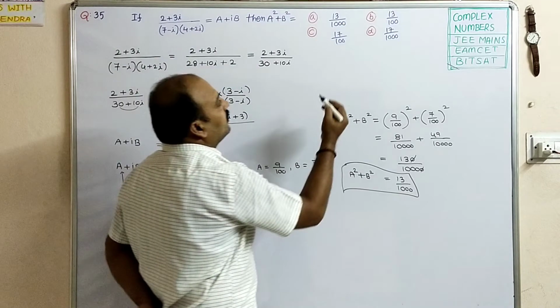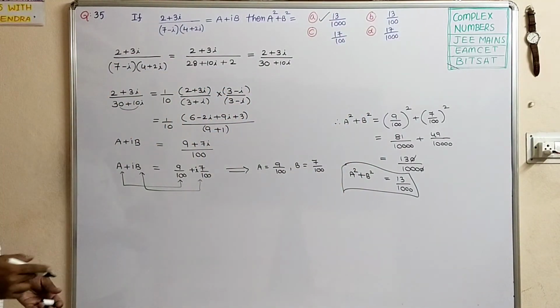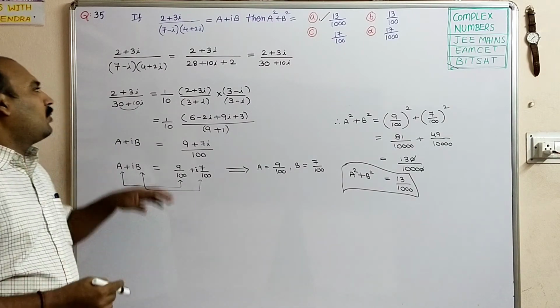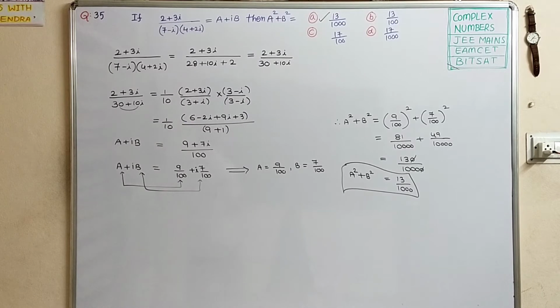So 13 by 1000 is there in the first option. Just you have to do that rationalizing with respect to complex conjugate. We will get the answer. We will move to next question.